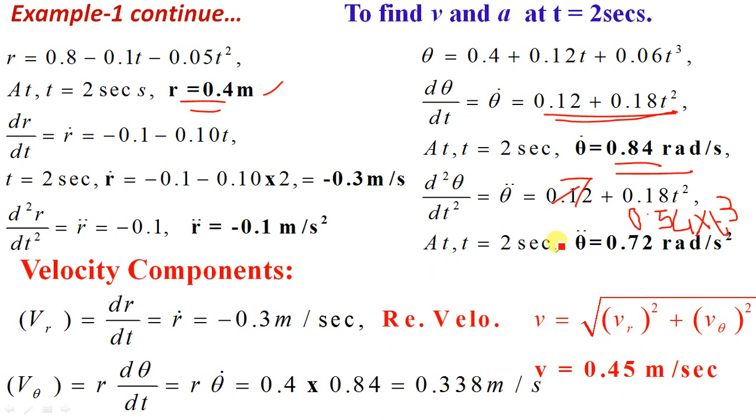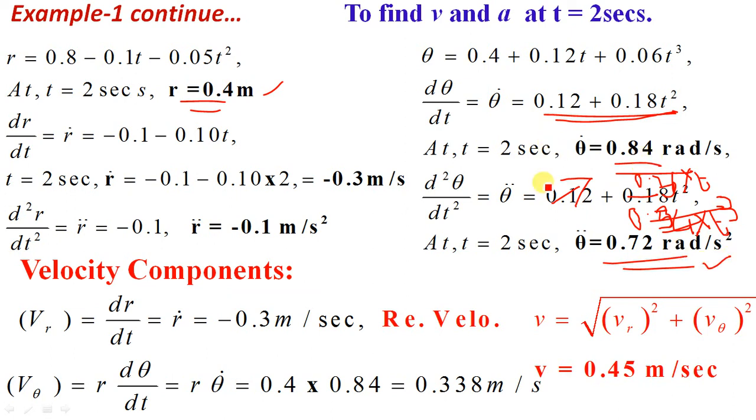So now we have to find out theta double dot at t = 2 seconds. Sorry for that. Now theta is given. So theta dot is 0.12 into 0.18 t square, and then theta double dot is 0.36 into t. So it is 0.72 radian.